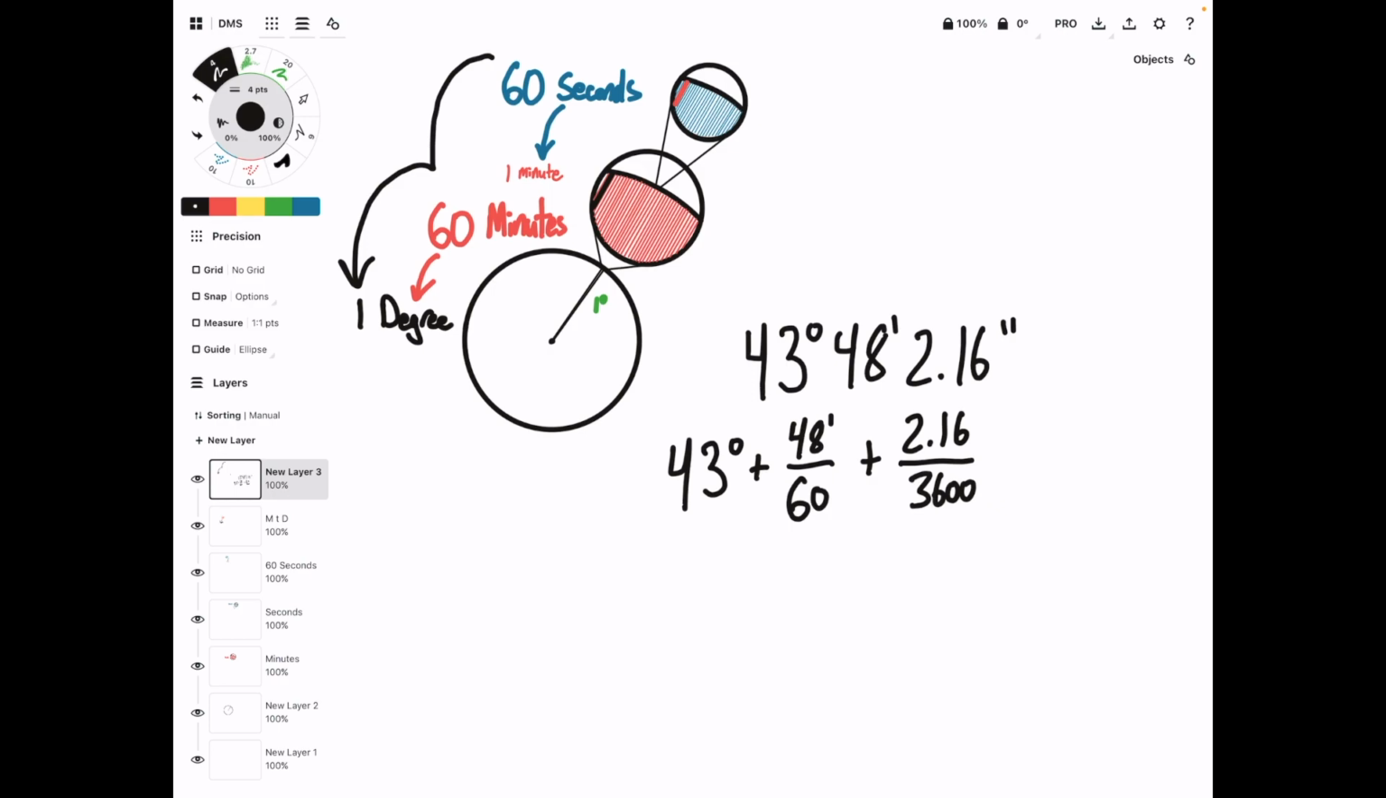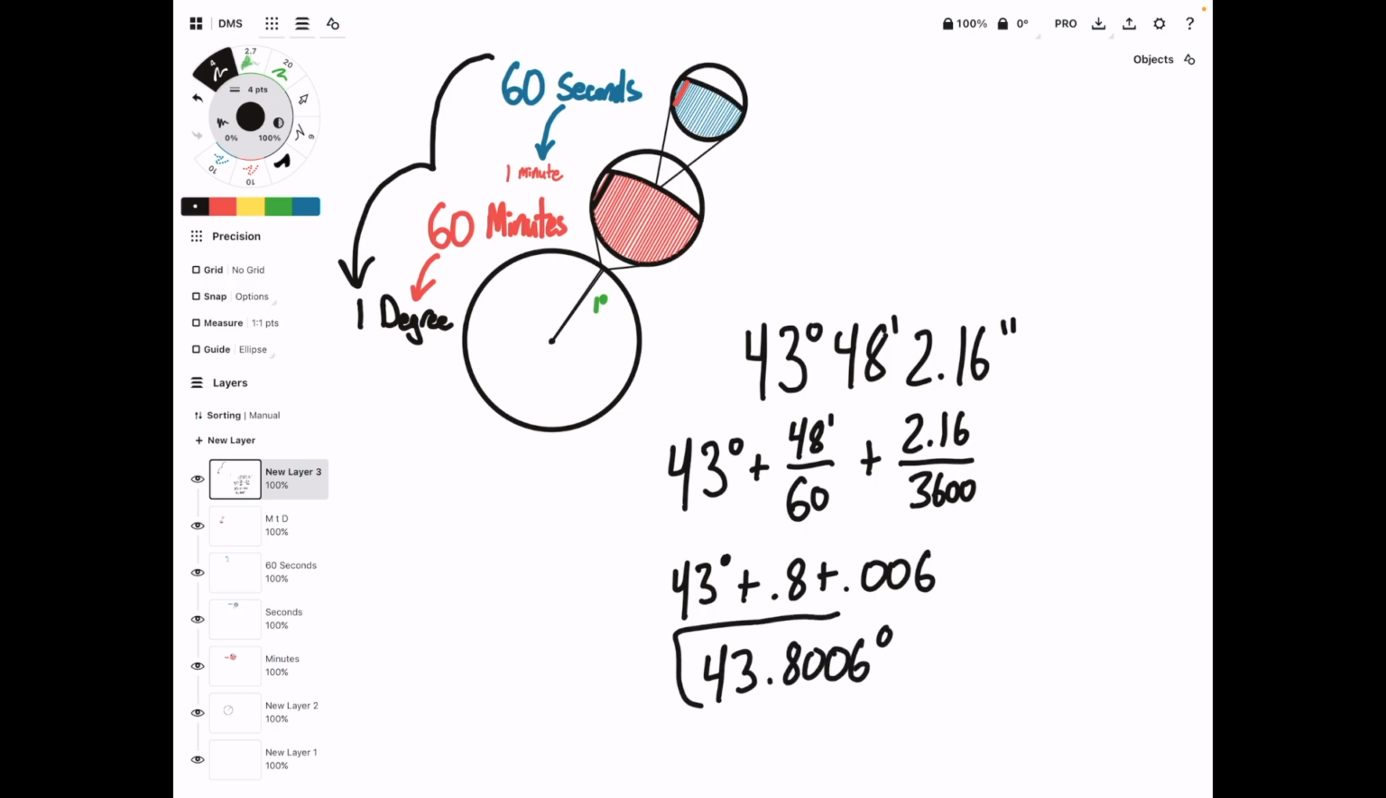So when we plug all this into our calculator, we get 43 plus 0.8 plus 0.006. And then we can just add everything up, and it's going to be 43.8006 degrees.